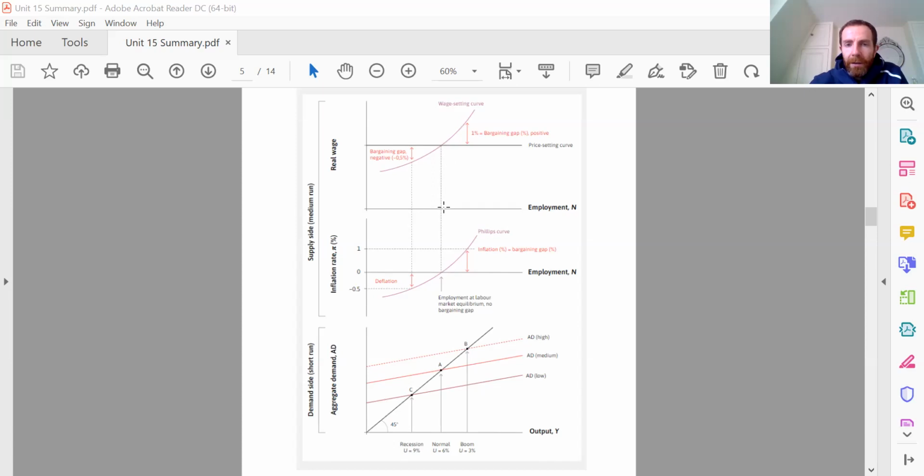So if we're at a labor market equilibrium, right? Coming all the way to the bottom here, we're in an equilibrium when unemployment's at 6%. And in terms of our aggregate demand model, this is where we are, we're at point A. And translating that up to the top diagram, labor market equilibrium, where the wage setting curve and the price setting curve are intersecting. And we've got a real wage that is good for both the workers and the firms.